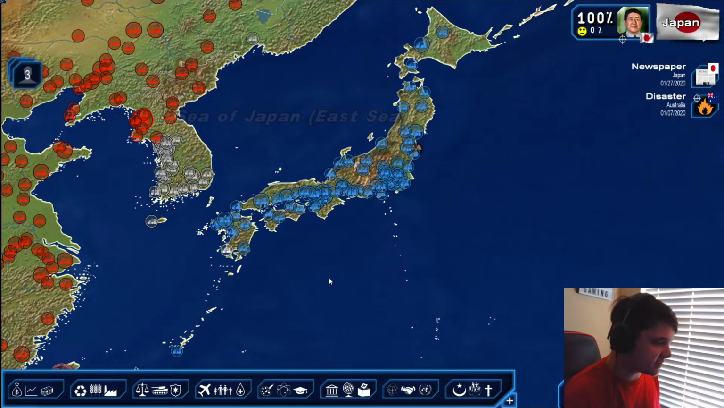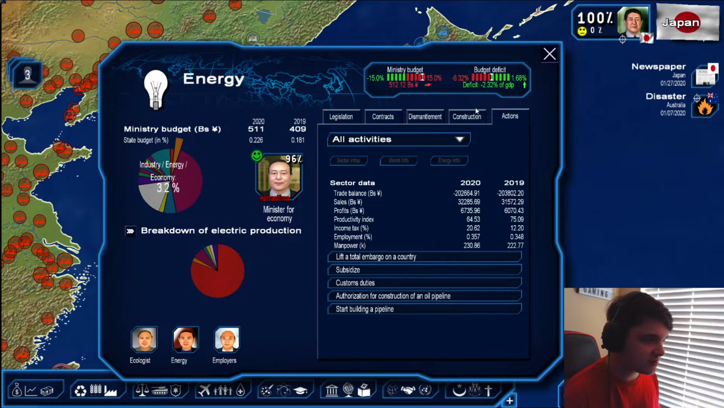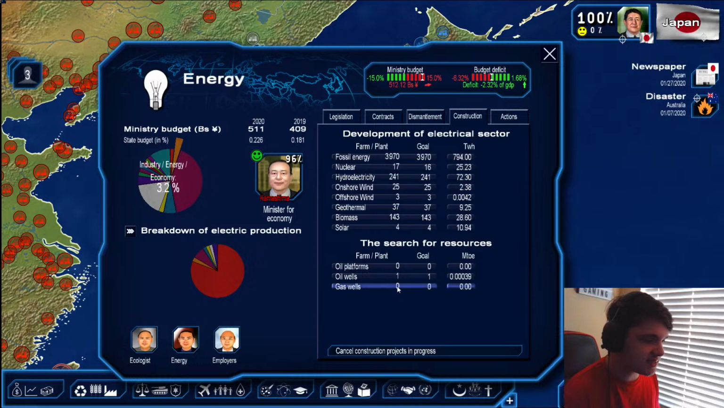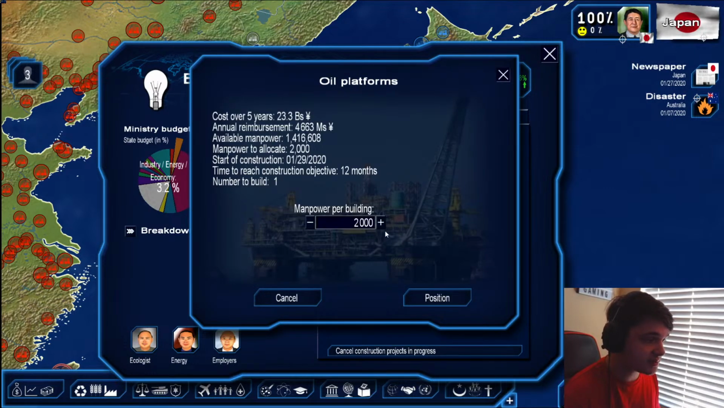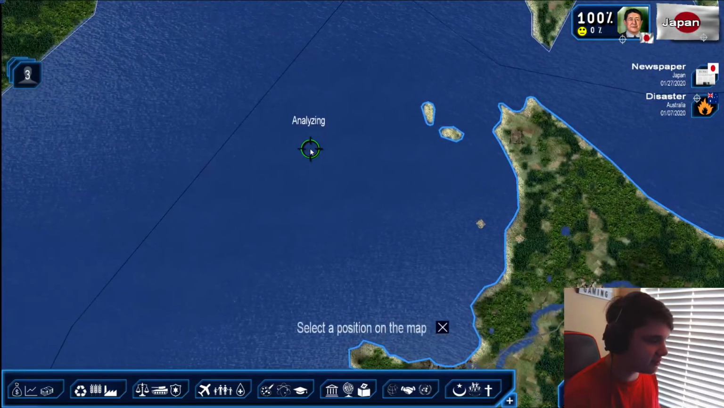There's some oil and gas on Hokkaido and the Northern Sea if you need it. Thank you. Let's go ahead and see how much an oil platform will cost. That will be 23 billion yen, so that is going to be about $200 million. And then costs over 5 years will be about $1 billion. That's going to be about $200 to $300 million.